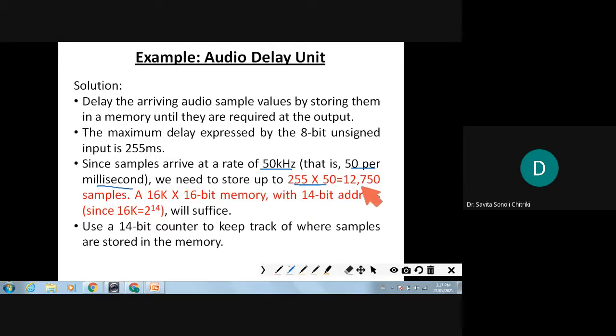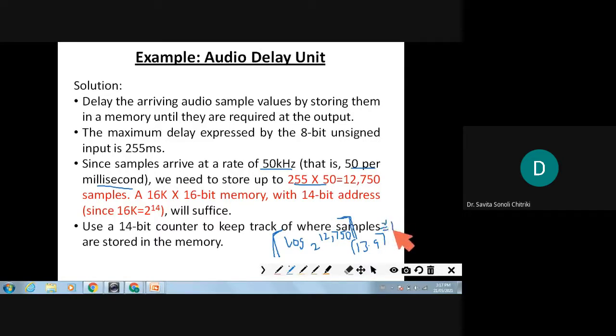255 into 50, that is 12,750. If you take log of 12,750 to the base 2, it is a ceiling function. Ceiling means rounded off. You had got 13 point something, some 13.9, right? The ceiling of this value means you have to take it as 14.